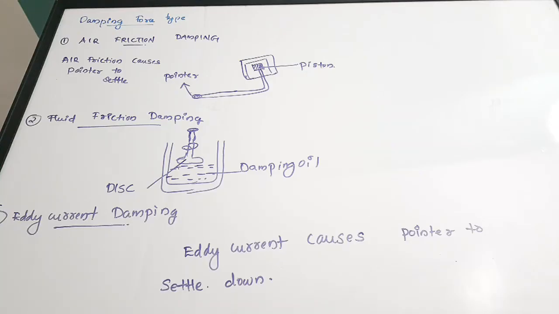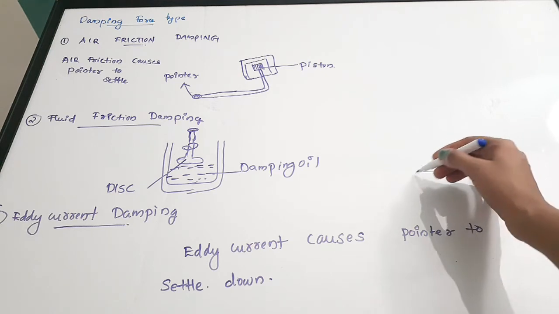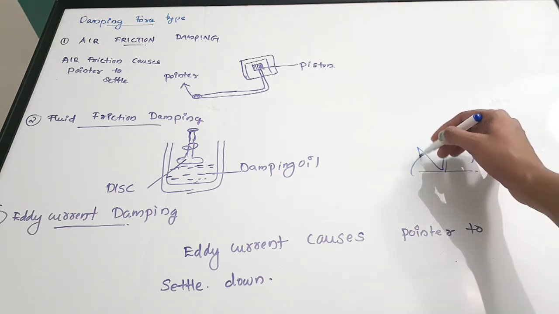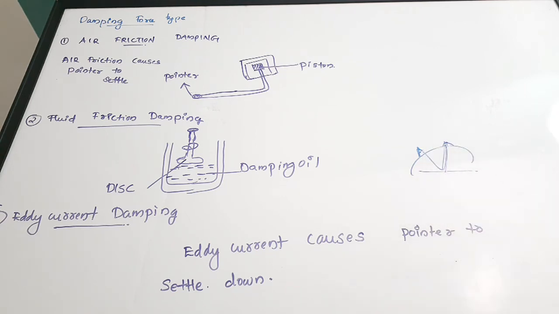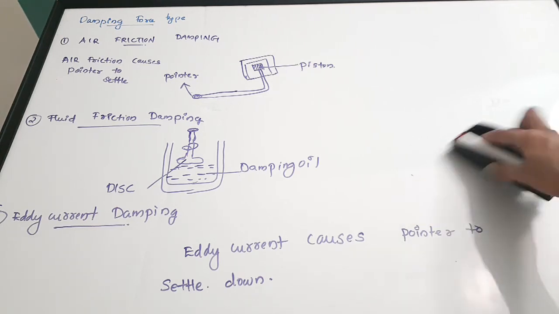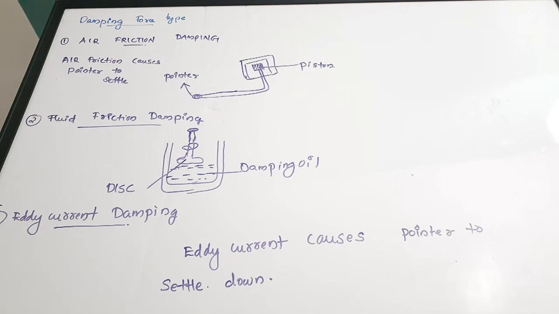The next type of indicating instruments are making use of damping forces. So these damping forces cause the pointer to settle. Mainly these types of damping forces will cause the pointer to settle down to the initial point or the steady state. So that is actually the use of these damping forces. It will be deflected, and the damping force will cause the pointer to settle to the steady state. Okay. Now there are mainly three types of damping forces. First one is air friction damping. Second one is fluid friction damping, and third one is eddy current damping.